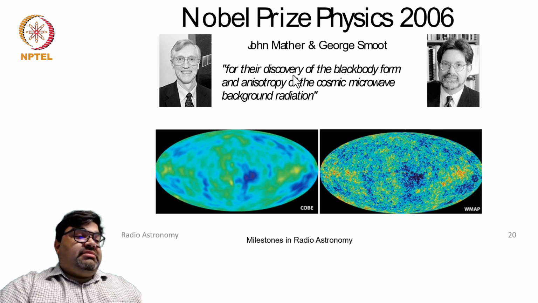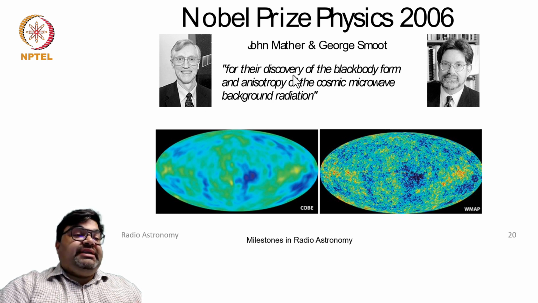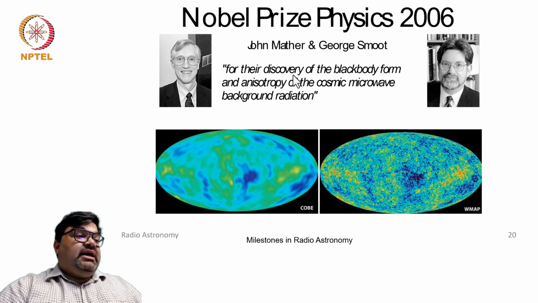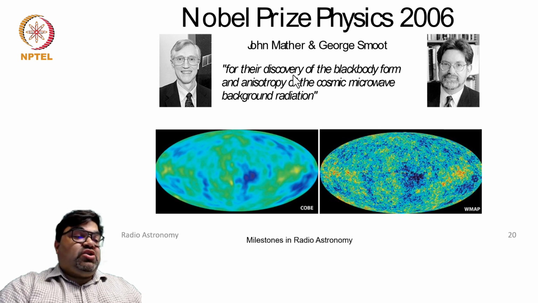Later, although Penzias and Wilson discovered the CMB, they didn't go into details about understanding structures in the CMB and its dipole nature, the anisotropy in the CMB radiation. That was done by John Mather and George Smoot using the COBE satellite and also with the help of WMAP. And for that, they were awarded the Nobel Prize in 2006.